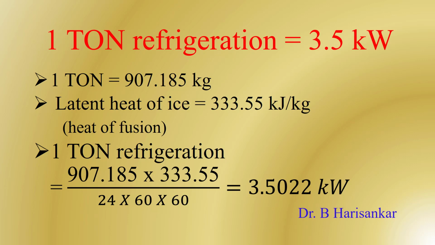1 US ton is 907.185 kg. It is not 1000 kg. It is the US ton. Then the latent heat of ice is equal to 333.55 kilojoule per kg. We can call this the heat of fusion also. It means this much amount of heat is required per kg of ice to become water.